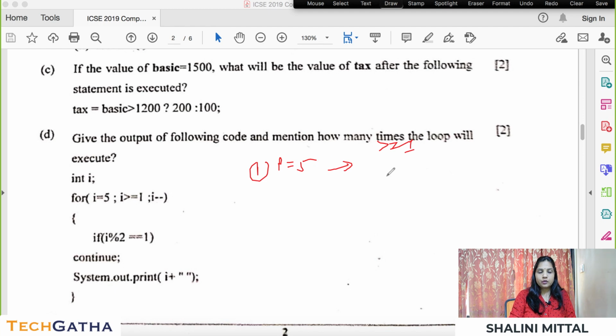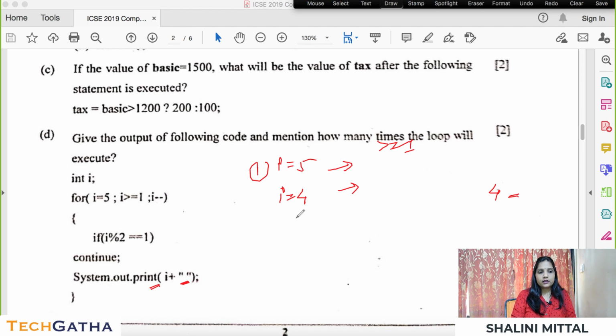I is 5, mod 2 is 1, right? I have to continue. Then my I becomes 4. For 4, mod 2 is not 1, because mod 2 is 0. In that case, I print the value of I with a space, right? And you have to remember it's print and not println. This is very, very important. Understanding whether it's print or println, whether you will write the next output on the next line or on the same line. If there is a space, make sure that for the next value, you do put a space.